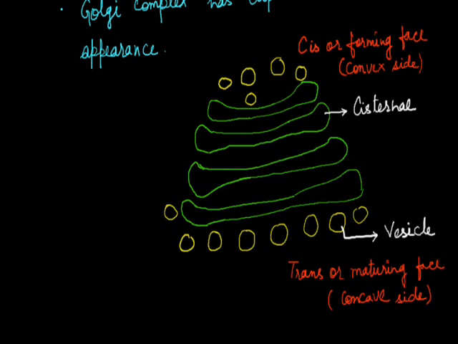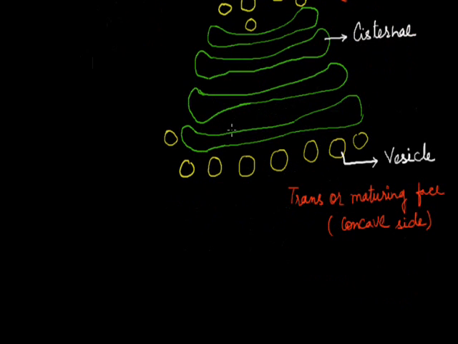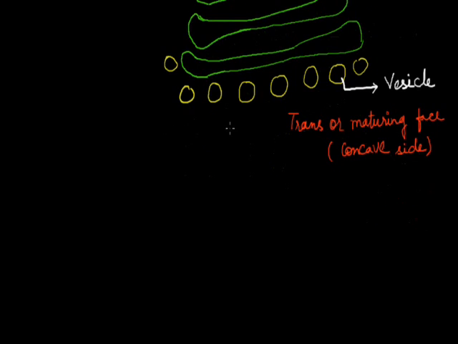One thing more to observe in this diagram is that these flat sac-like structures, which are known as cisternae, are broader in diameter at the ends in comparison to the middle region. In the middle region they are narrower in diameter, but at the ends they are much wider in diameter. Now coming to the functions of the Golgi apparatus.